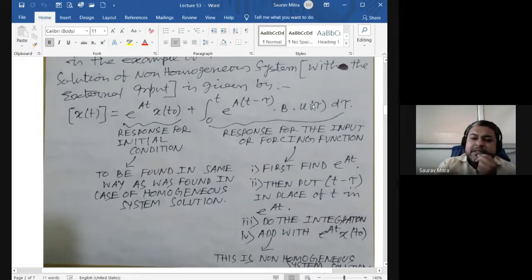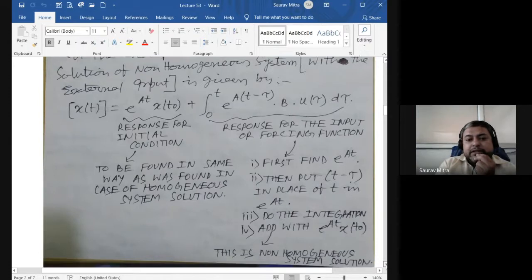Generally u(tau) is given as some kind of 1 volt, 2 volt, or 1 volt DC, 1 unit step, 2 unit step, like that. So don't worry about u(tau), only worry about B. If I give B as 0, 0, the whole response becomes 0. Or if I give u(tau) equal to 0, the whole response becomes 0. So u(tau) is equal to 0 for a homogeneous system. That's why this part becomes 0 for a homogeneous system. We find only e raised to A t into x(t0).